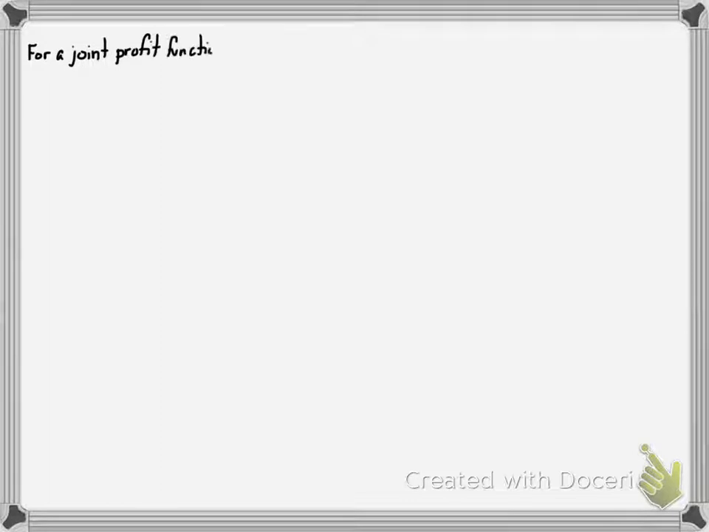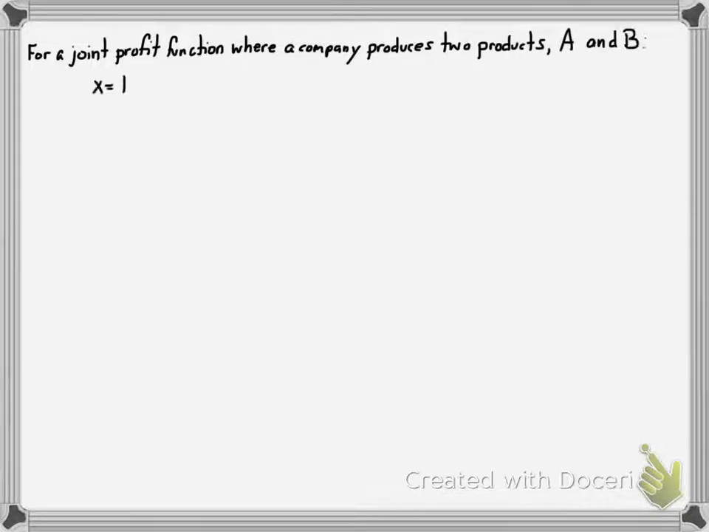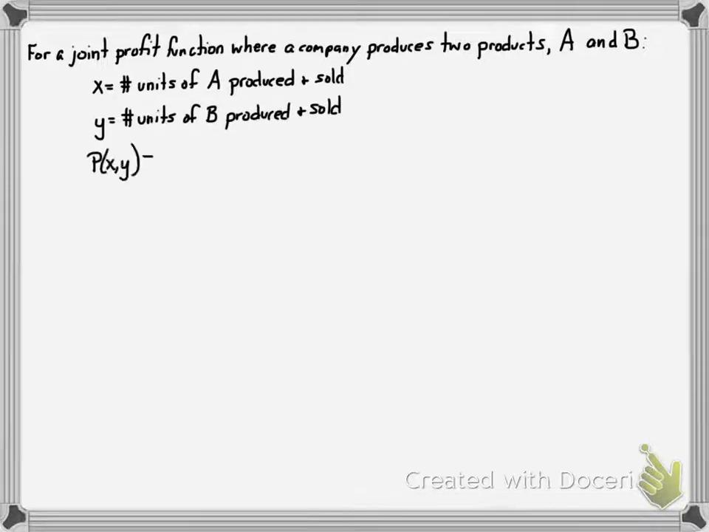Okay, so when we have a function of two variables, maybe p of x y, we call that the joint profit function. And so let's say we're talking about a joint profit function for a company that produces two products, A and B. Then we might say that the x variable is the number of units of product A produced and sold, and the y variable is the number of units of product B produced and sold. So in this case, our company is producing two products. Then p of x y, instead of called the total profit function, we call it the joint profit function for products A and B.